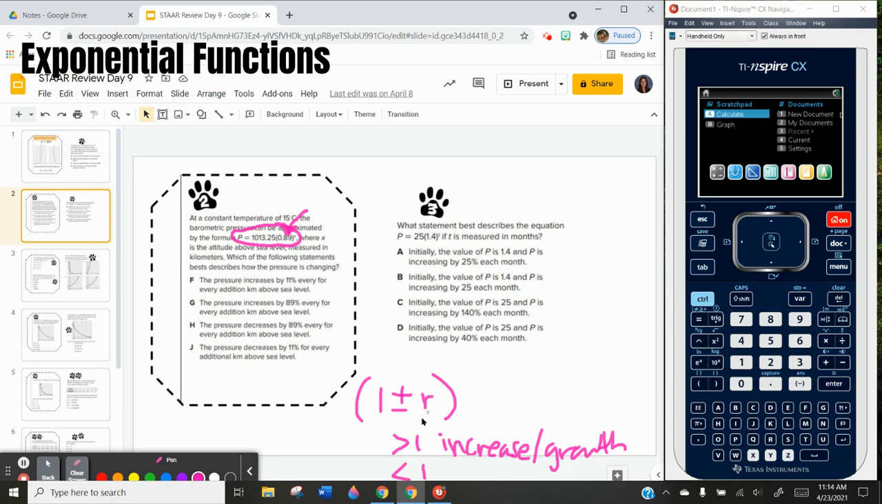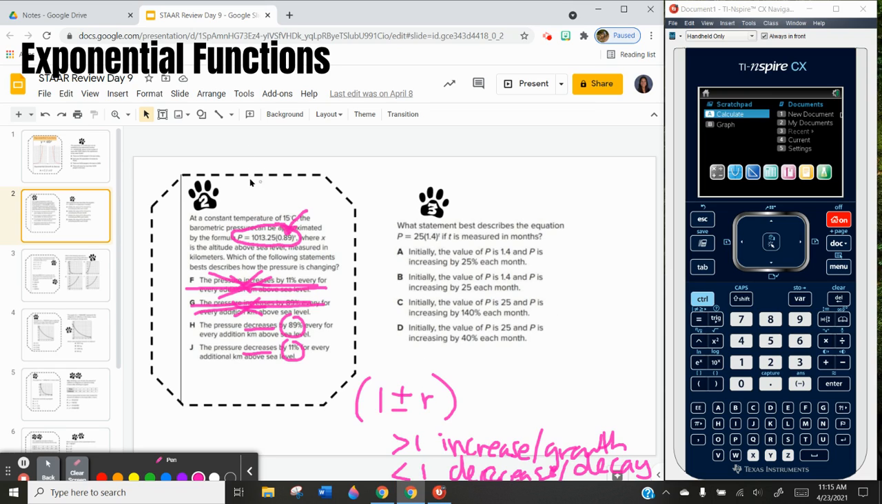If it's less than 1, that means that they subtracted a number, and this is actually a decrease, which means that it's exponential decay. So here, looking at the number in the parentheses, is it greater than 1 or less than 1? This is considered less than 1, which means it's a decrease. So F says the pressure is increasing, G says increase, H says decrease, and J says decrease. So right away, cross out F, cross out G. Those two are wrong. So I have H and J.